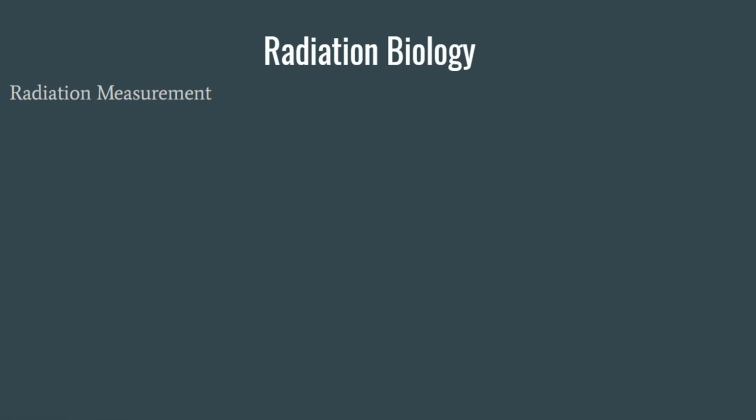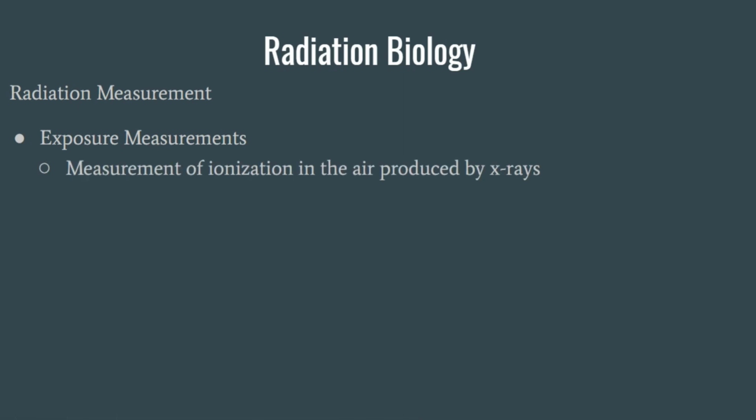So the first quantity was exposure. So let's discuss the exposure measurements. This is the measurement of ionization in the air produced by X-rays. Remember that ionization is the process of an atom gaining or losing an electron. So this is that process that's occurring in the air when X-rays are produced. And this is measured in the traditional system, or the standard system, by the roentgen.